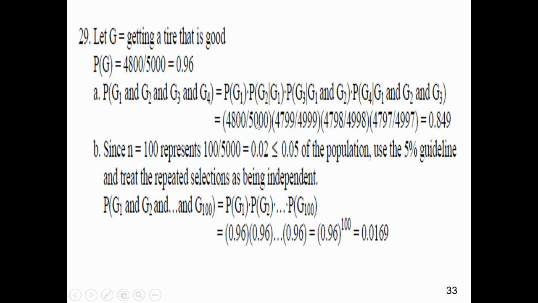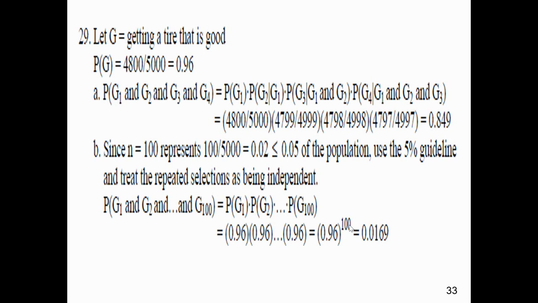4,800 out of 5,000. All right, 100 times. It's as if I took that good tire and put it back and drew it again and put it back. All right. So where am I getting this 0.96? Well, if I take this fraction and change it to a decimal, 4,800 over 5,000 is 0.96. Now I want to do this 100 times because I'm picking 100 tires. Well, the fastest way to take a number and multiply it by itself 100 times is to take that number, in this case 0.96, raise it to the 100th power.